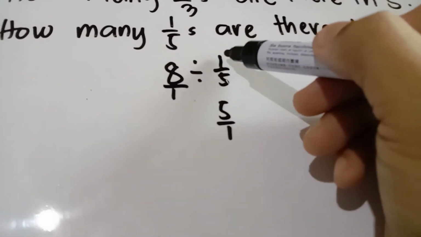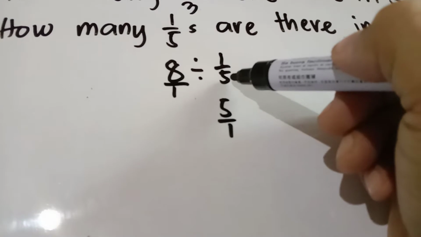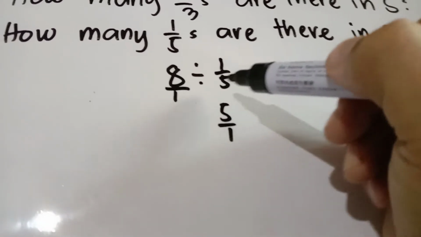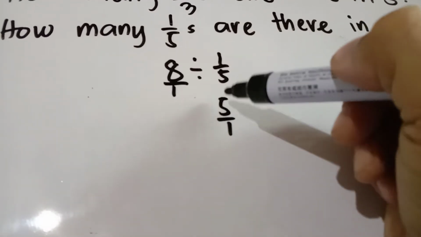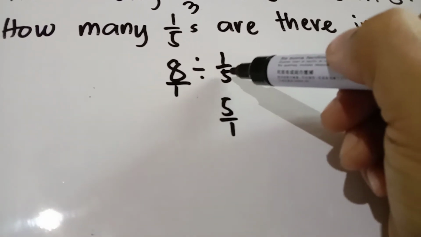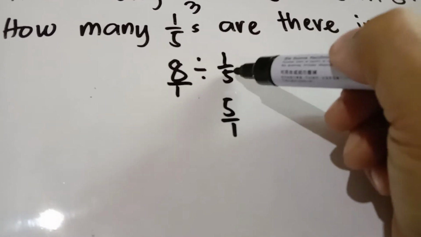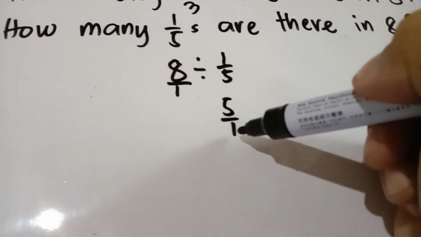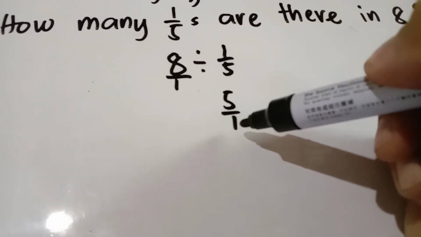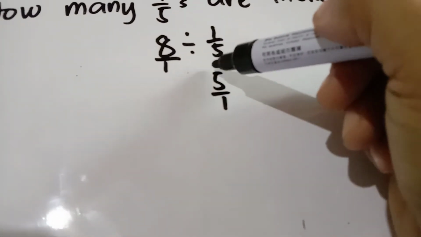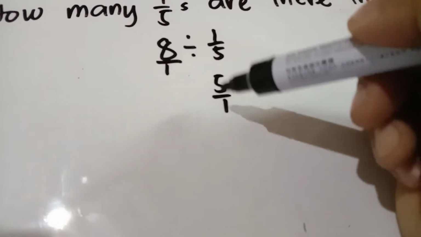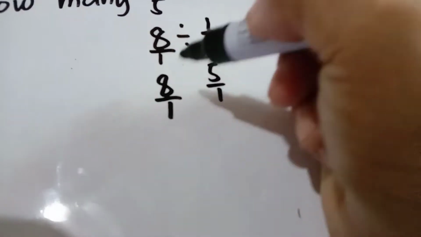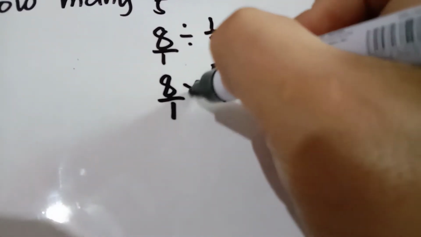So here, the numerator is 1 and the denominator is 5. So pag sinabing reciprocal, pagbaliktarin lang natin, no? So yung denominator na 5, gagawin nating numerator, while yung 1 magiging denominator. Okay, so this is now the reciprocal of 1/5. So let's now copy 8 over 1. Then we are going to multiply.